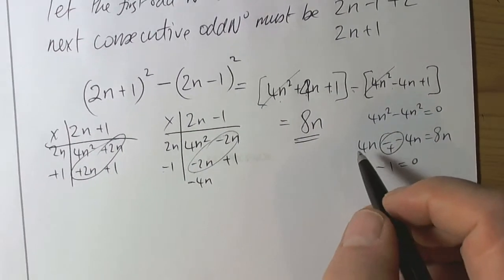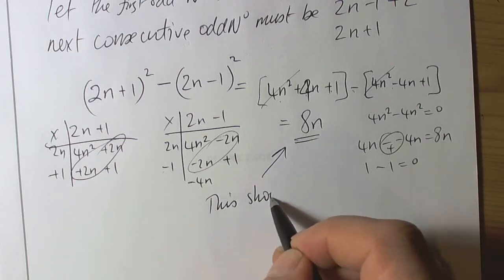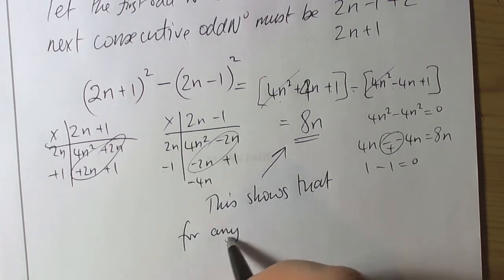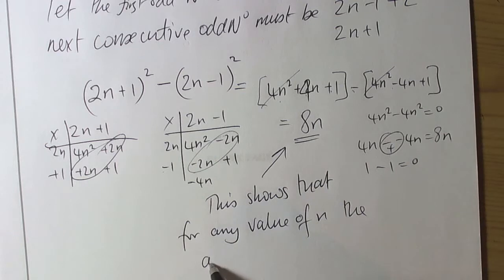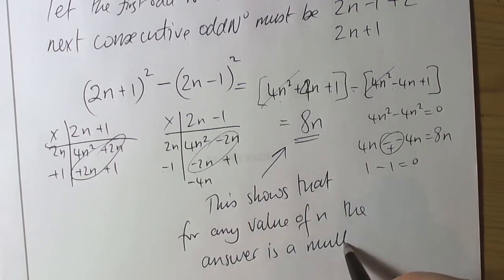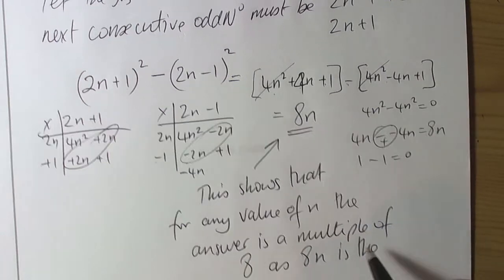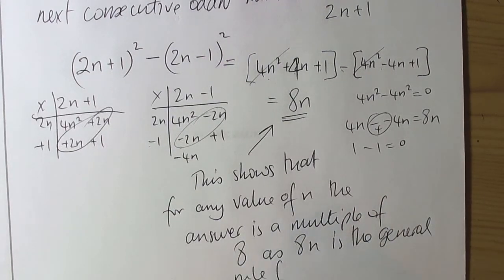And basically we conclude, don't we? It's a starred question. So this shows that for any value of n, the answer is a multiple of 8, as 8n is the general rule for the 8 times table.